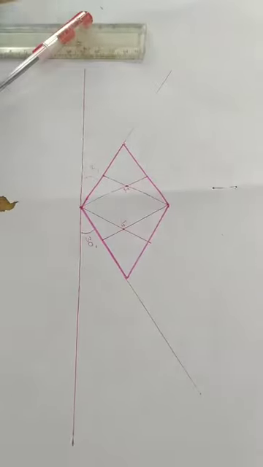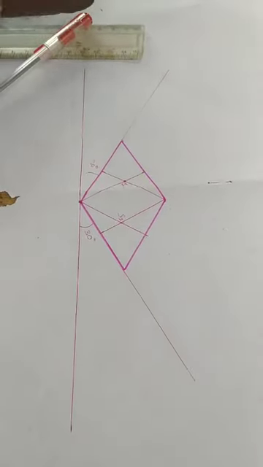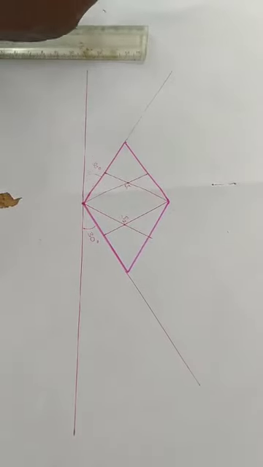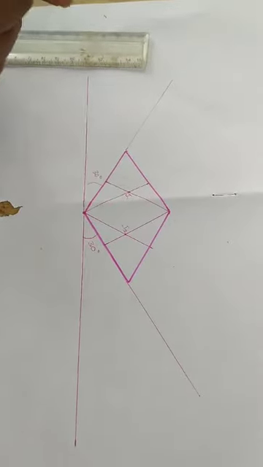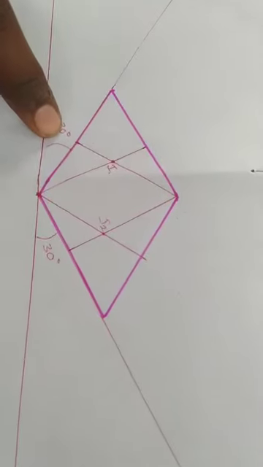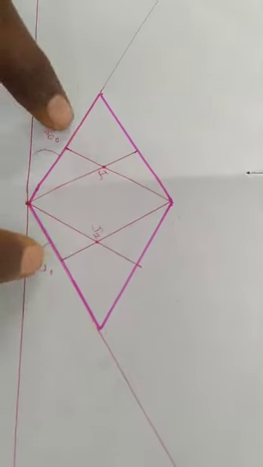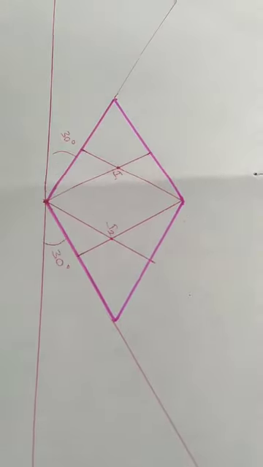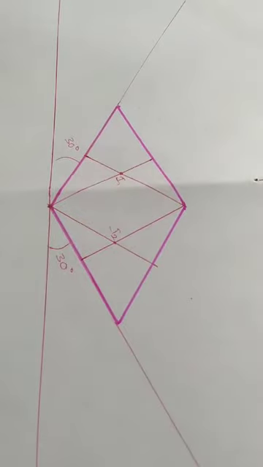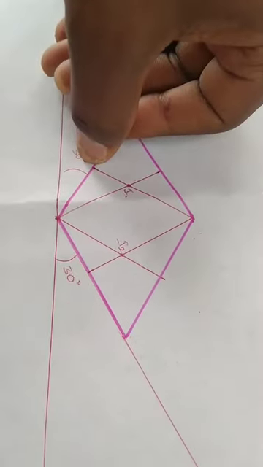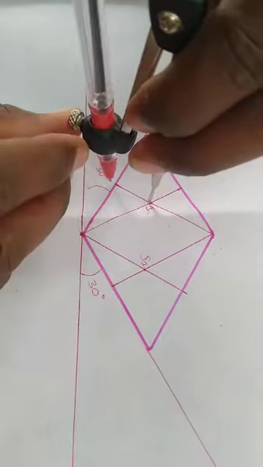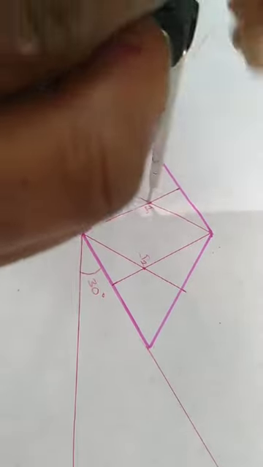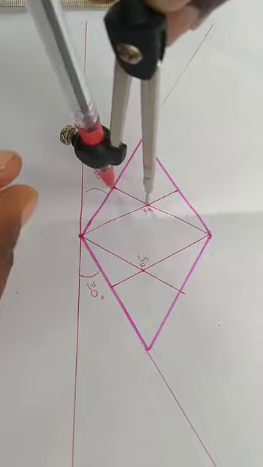With the help of your compass, draw the isometric circle. When we rotate a circle by 30 degrees, the circle looks like an ellipse. From the I1 point to this end corner distance, draw an arc.